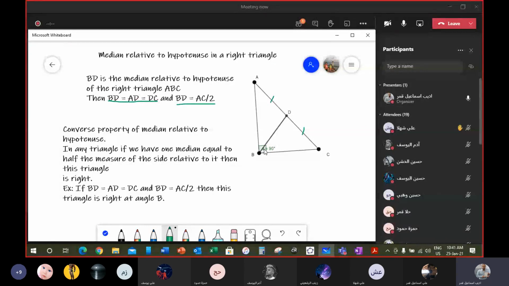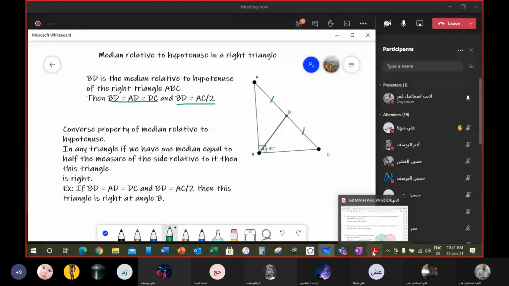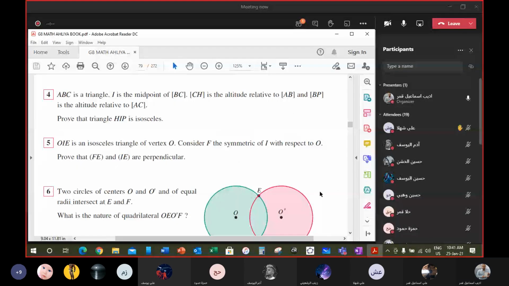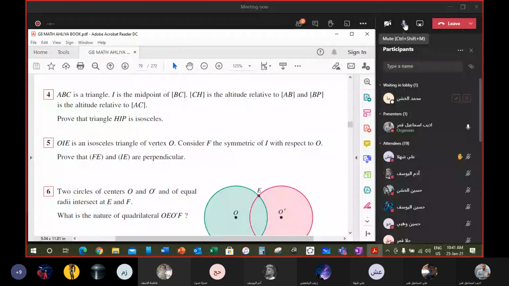Okay, so these are the median relative to the hypotenuse property in a right triangle and its converse. We are going to apply them in the exercises that were assigned as homework. Let's start with exercise number 4. Who can read exercise number 4?